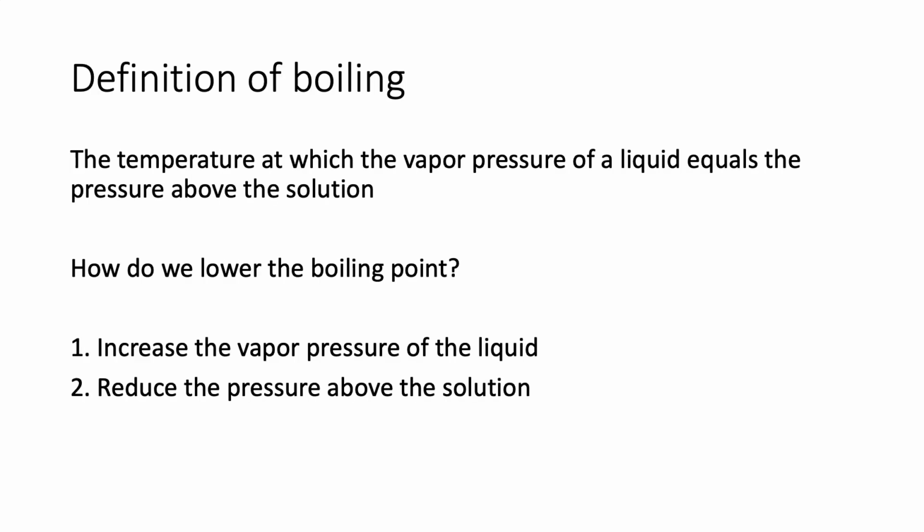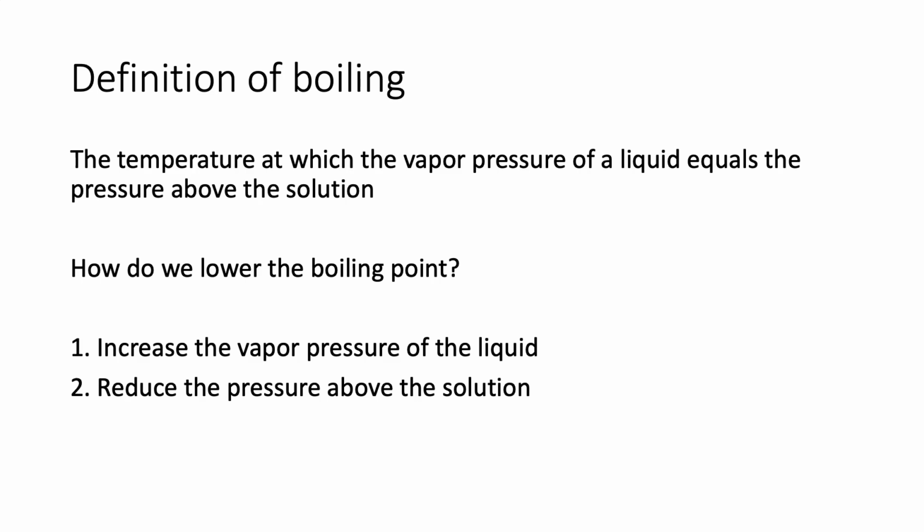So if we think about our definition of boiling, it is the temperature at which the vapor pressure of a liquid equals the pressure above the liquid. So there are 2 ways that, if we need to lower our boiling points so that we don't have to heat it up to over 200 degrees, we can lower the boiling point. We can either increase the vapor pressure of the liquid. Usually we increase the vapor pressure of the liquid by just heating it. You heat the molecules up, they go into the gas phase, then you increase the vapor pressure within the liquid itself. Or you can reduce the pressure above the solution.